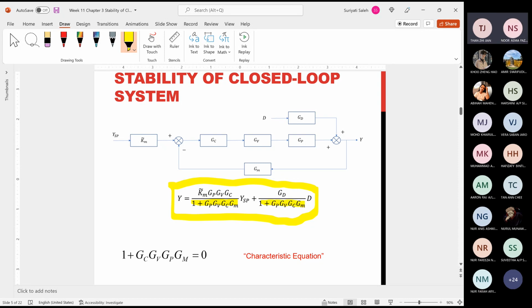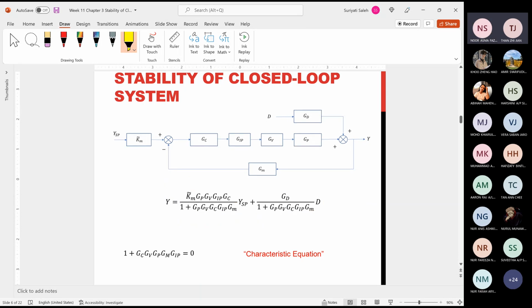So the denominator in this case is 1 plus GC, GV, GP, GM. This denominator is sometimes called the characteristic equation. So instead of using all of the transfer function, we just focus on the denominator, which is the characteristic equation. For the standard block diagram, you have 1 plus GC, GV, GP, GM equal to 0.